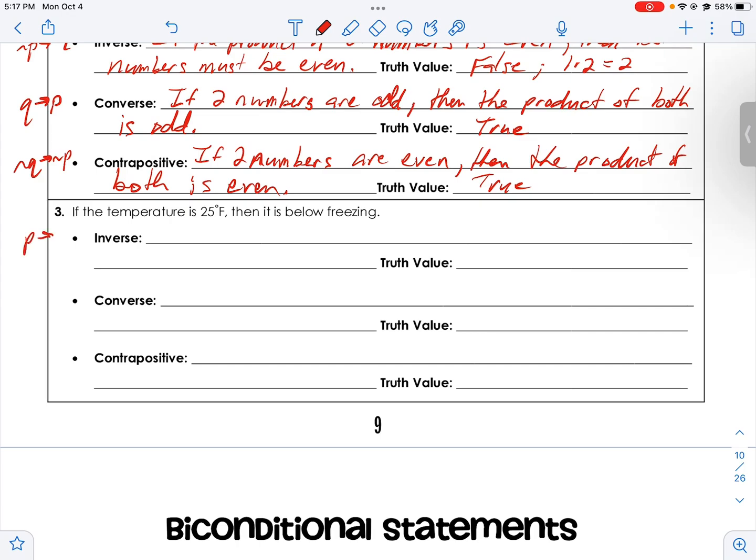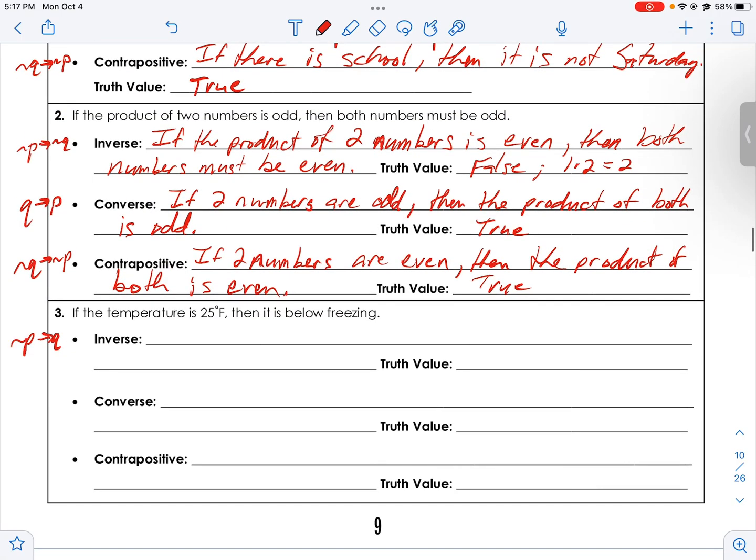Okay, here we go. Inverse is P then Q, and we're going to do not P and then not Q. I'm always used to the conditional first. This P, that Q. There we go. So we're going to not them.